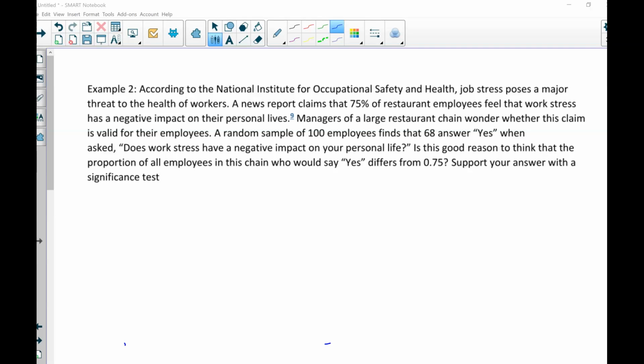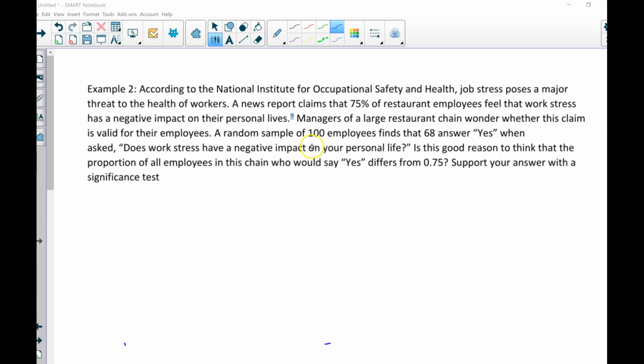This is Lesson 6.11, Example 2. According to the National Institute for Occupational Safety and Health, job stress poses a major threat to health of workers. A news report claims that 75% of restaurant employees feel that their work stress has a negative impact on their lives. Managers of a large restaurant chain wonder whether this claim is valid for their own employees.